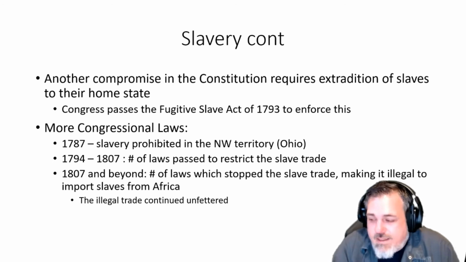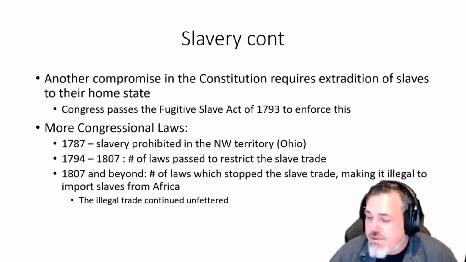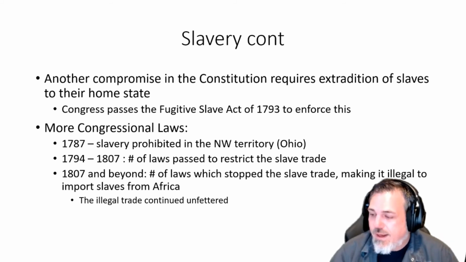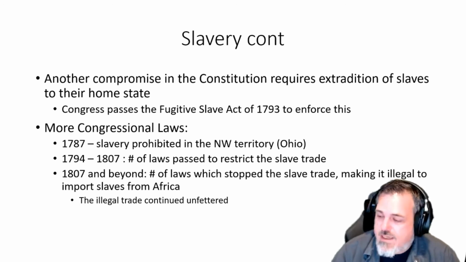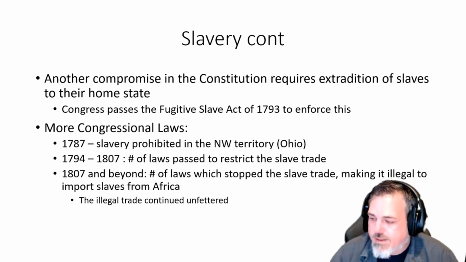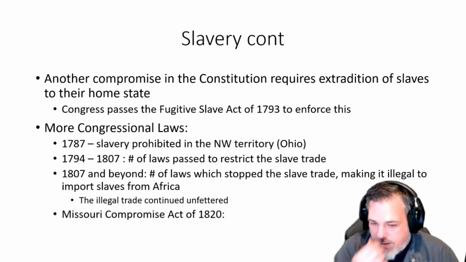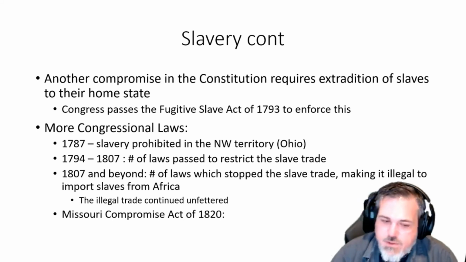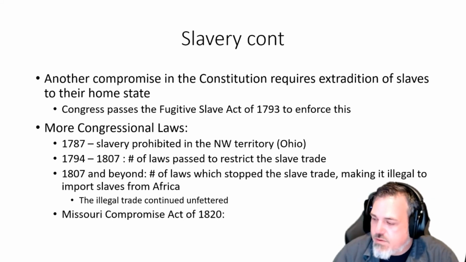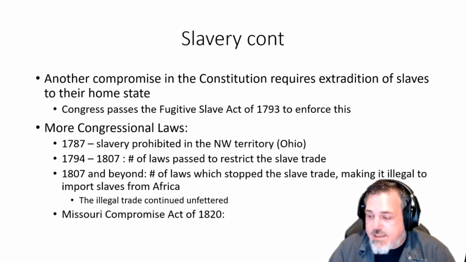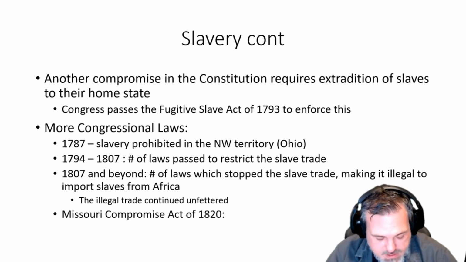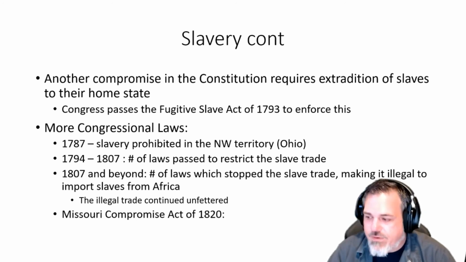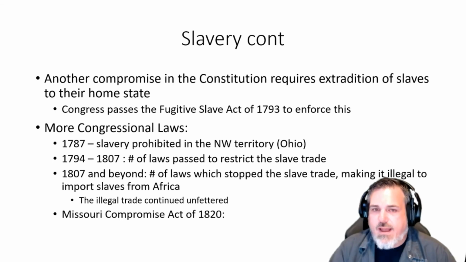And why did the illegal slave trade continue to go on? Because it was overwhelmingly economically beneficial for the individuals who were working in the slave trade, and also for Southerners who wanted more slaves. What really brings this all to a head, however, is the Missouri Compromise Act of 1820. The Missouri Compromise Act of 1820 really puts the North versus the South in a very explicit way.